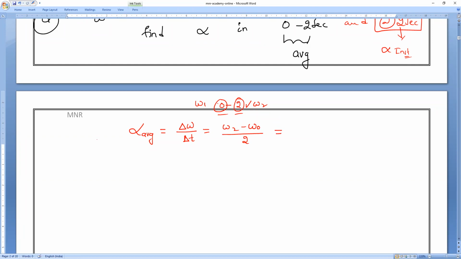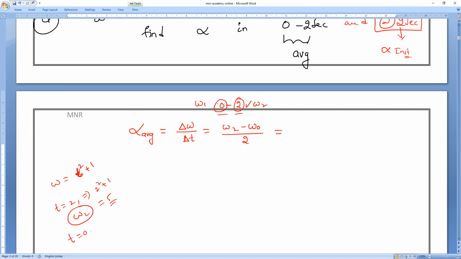Okay. So what is the given function? Omega is equal to t square plus 1. So t is equal to 2, let me substitute. 2 square plus 1, which is equal to 5. So omega 2 is equal to 5.